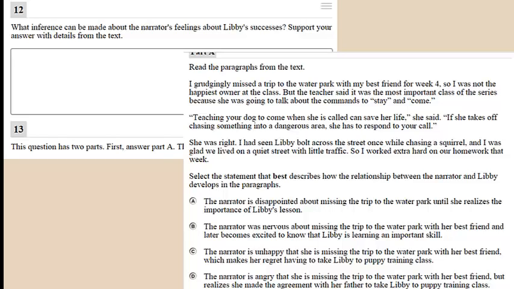Students will need to know that this story is told in the first person point of view. It uses the word I many times throughout this text. Then, students need to study the narrator's thoughts about, actions toward, and words about Libby in order to describe the narrator's feelings about the dog.